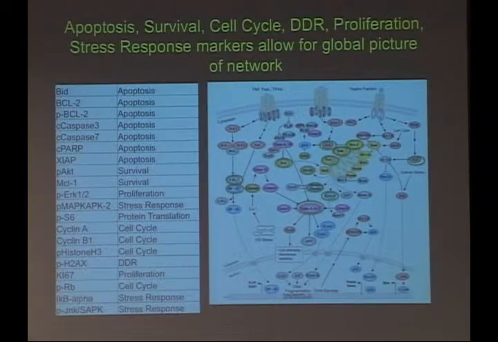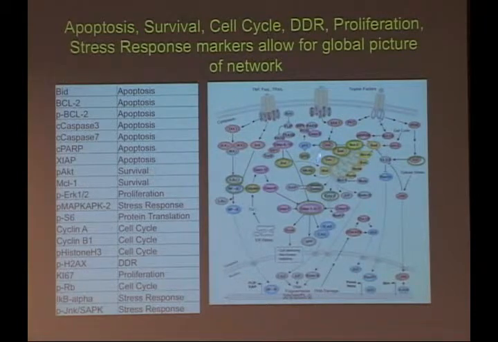But with use of the CyTOF, you're able to get a picture of not only apoptosis, but cell survival, cell cycle, DNA damage response, proliferation, stress response, in order to get a really global picture of what's going on with this process and how it's regulated. So this is a partial list of the antibodies that we have, and if there are specific questions, I'm happy to talk to people after.